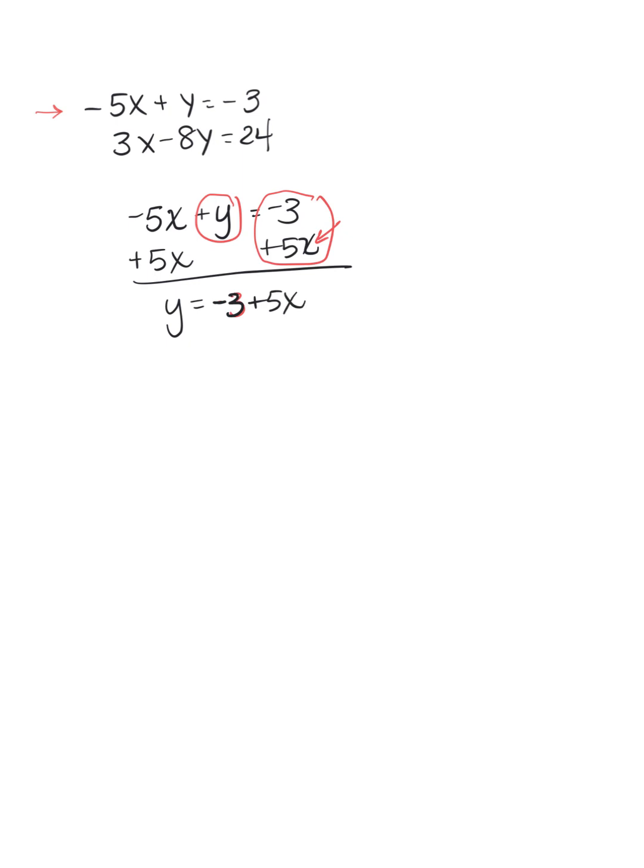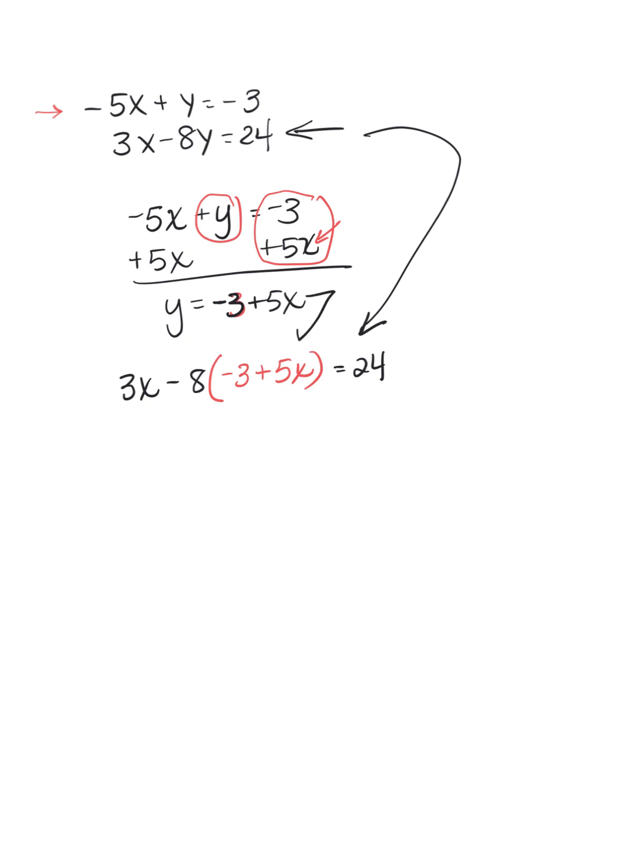I'm going to take that second equation and rewrite it, but instead of y, I'm going to substitute the expression negative 3 plus 5x. And then I have to finish, let's see, that equals 24. So see what I did is I took this equation, rewrote it, and substituted for y. So this y got replaced.